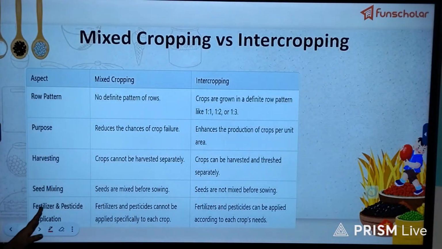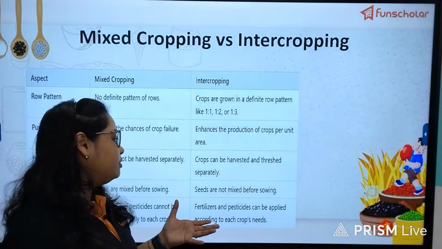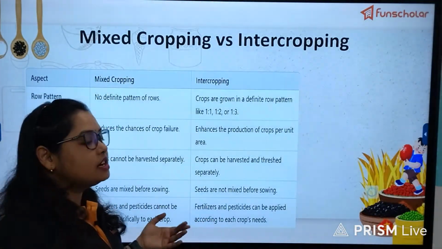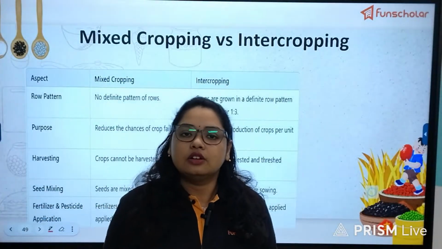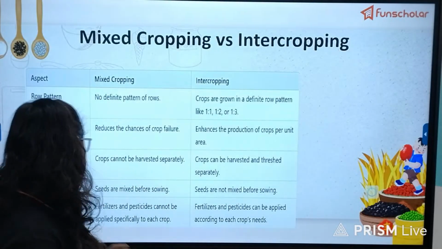Then seed mixing is done before sowing in case of mixed cropping. From the name itself you can understand, here seeds are not mixed, but they are planted in definite rows, right?